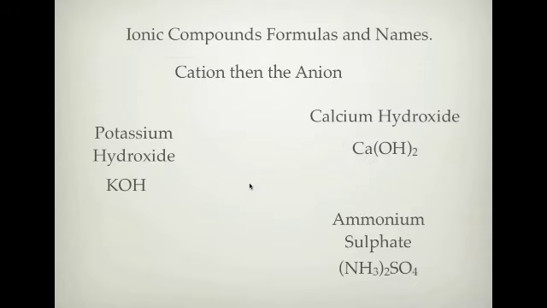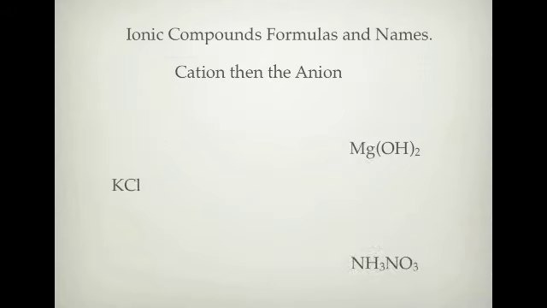If you have chlorine as your anion, you change it to chloride. I don't think I have any examples. Oh, I have an example here where I have potassium, and I have chlorine as my anion. This becomes potassium chloride because I changed the anion to an "ide" at the end.